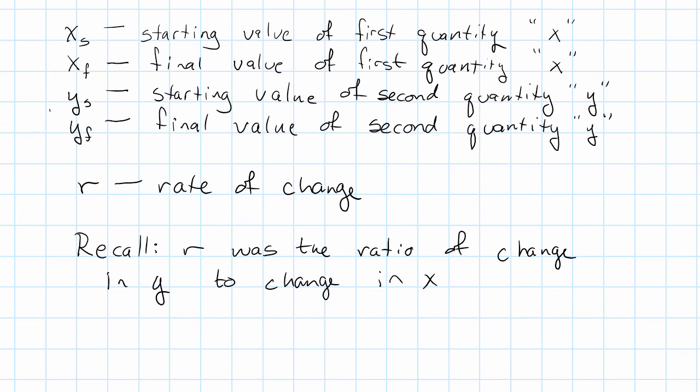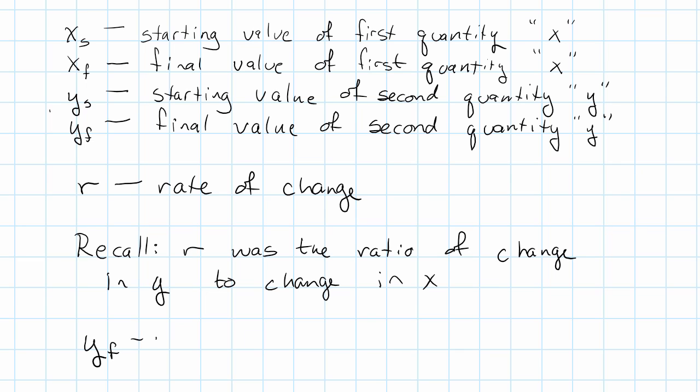So let's see. The change in y, that's yf minus ys, is r times the change in x, xf minus xs. If we know all but one of those values, this equation is going to be linear, isn't it?